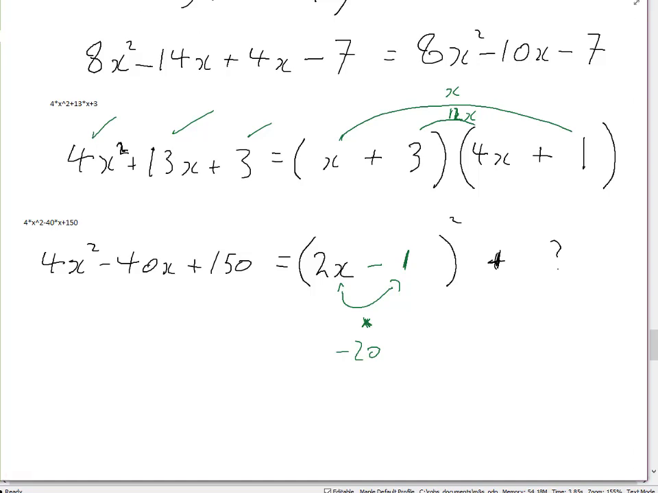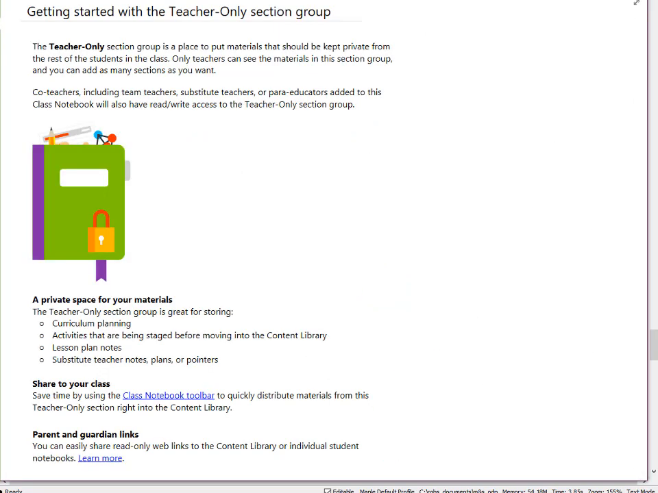I was going to put it in black. Oh gosh.